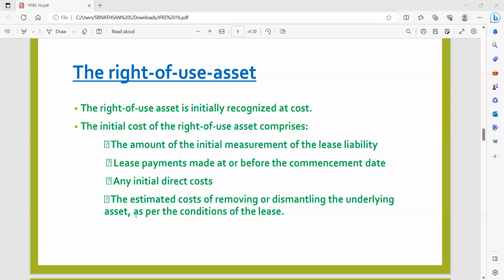Hello all, in this video we are going to discuss right of use asset and the initial measurement of right of use asset. So basically, right of use asset is initially recognized at cost. Like every asset, let's say that you're purchasing a machine or a building, initially you will measure it at cost. And the initial cost of the right of use asset comprises the amount of the initial measurement of the lease liability.